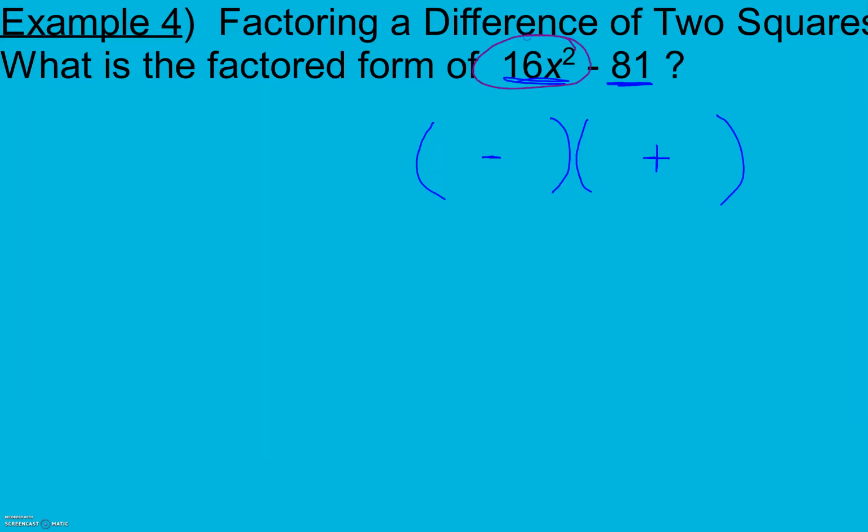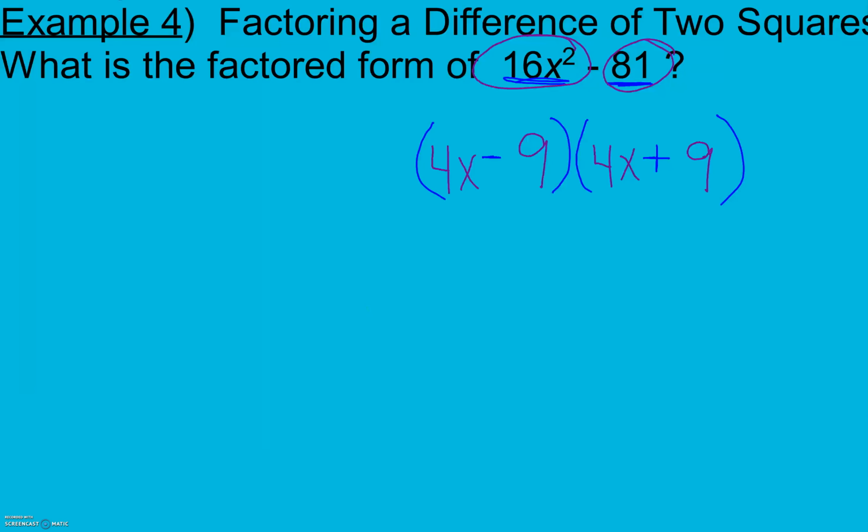So to multiply to 16x squared as a perfect square means it has to be 4 times 4 for the 16 and x times x for the x squared. 81 is 9 times 9. And because we don't have any middle term there, we don't have any linear term in our polynomial, our outsides and insides have to be opposites, so we can't have different values. They have to be the same, the square values here. So 9 and 9 and 4 and 4 with my x's there.